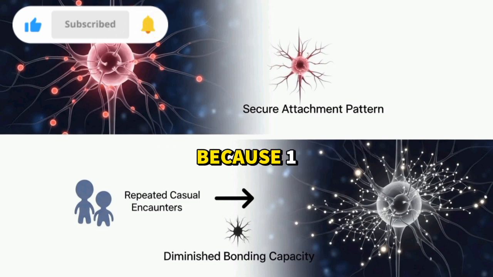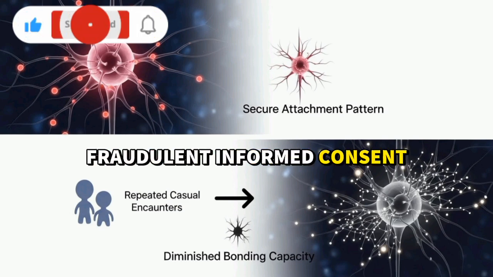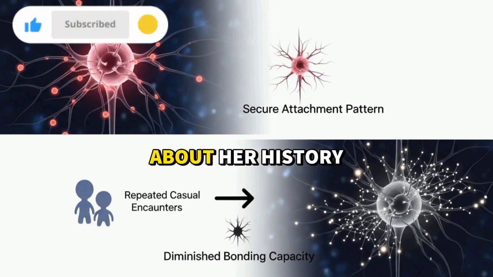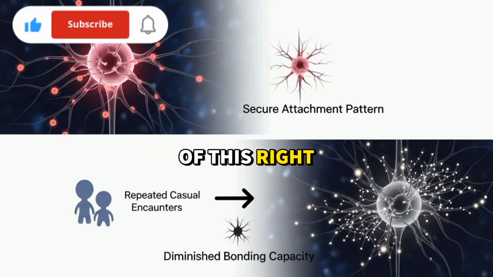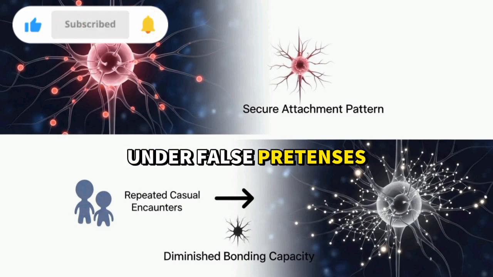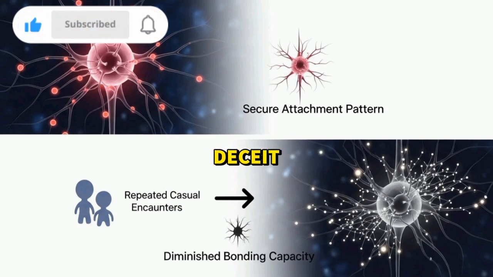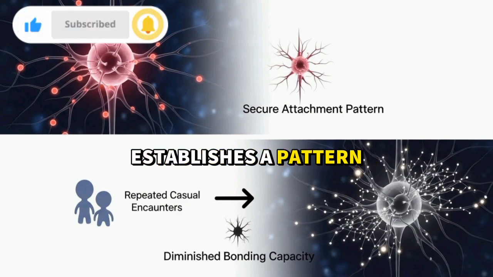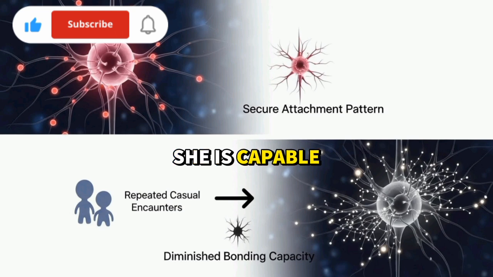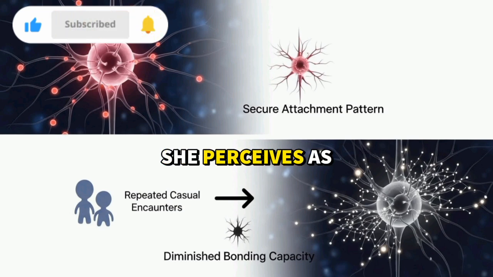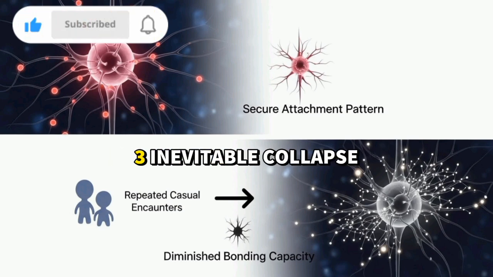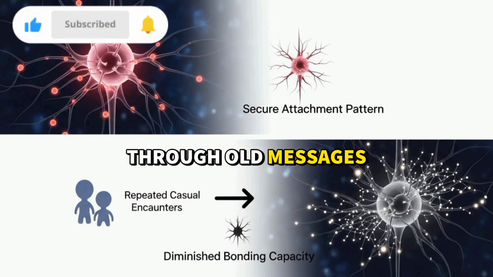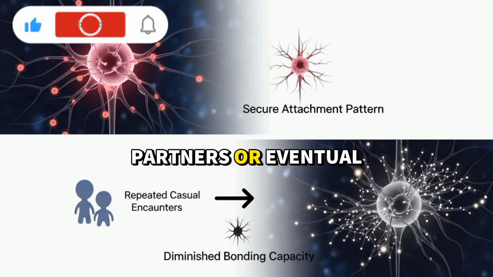This is destructive because 1. Fraudulent informed consent. You have the right to make major life decisions based on truthful data. By lying about her history, she strips you of this right, securing your investment under false pretenses. 2. Pattern of deceit. Willingness to lie about something as fundamental as intimate history establishes a pattern. If she will deceive here, she is capable of lying about anything she perceives as a threat to the relationship's stability. 3. Inevitable collapse. Truth has a way of emerging through old messages, encounters with past partners, or eventual confession.